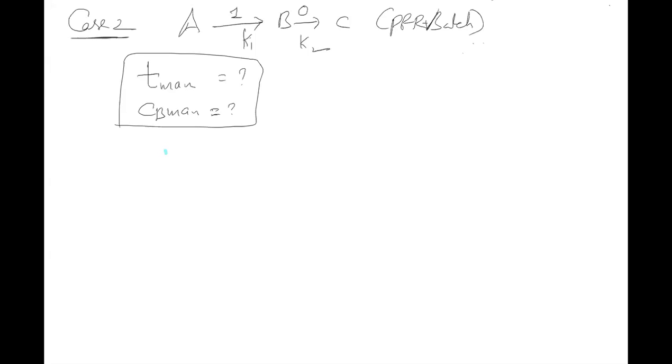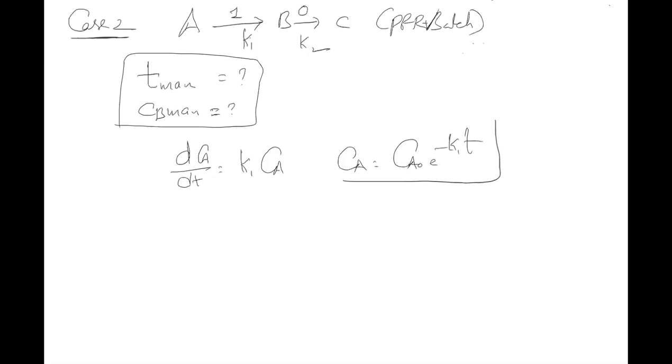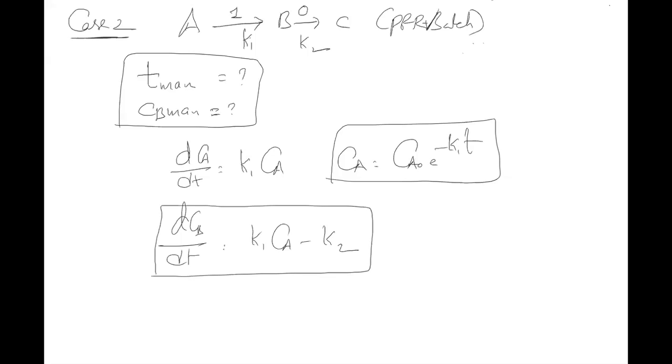So what is this? K1CA. K0 into e power minus K1t. So what is dCB by dt? K2. Then substitute what CA is here.